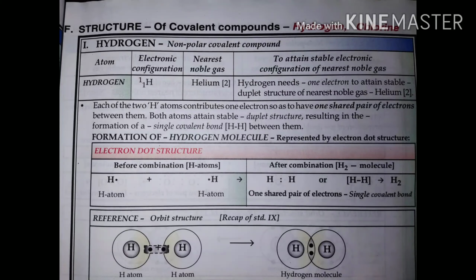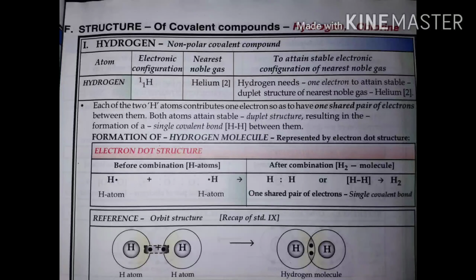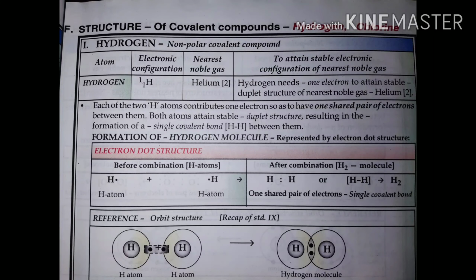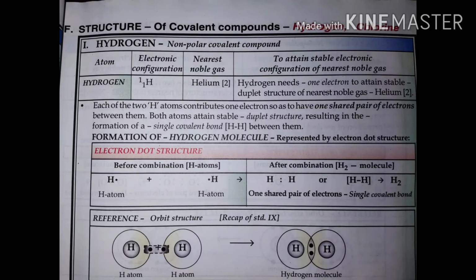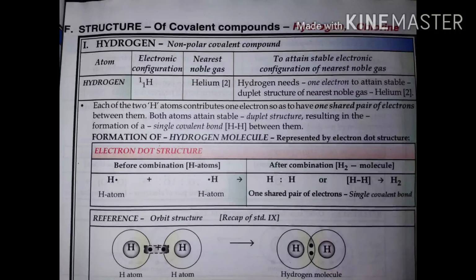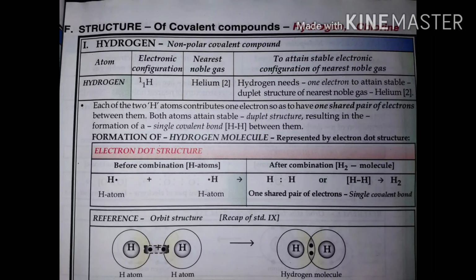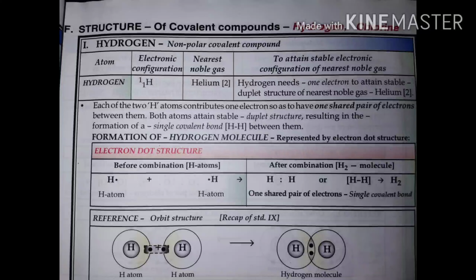You can see in the electron dot diagram, or you first see the orbital structure which is shown below. You can see that there are 2 hydrogen atoms and both have 1 electron in its outermost shell, and both want to complete its duplet. That means they want to attain an electronic configuration like helium. To attain that electronic configuration, they share one pair of electrons, and in the next diagram you can see that they are forming a hydrogen molecule.